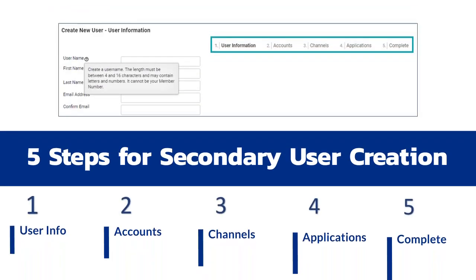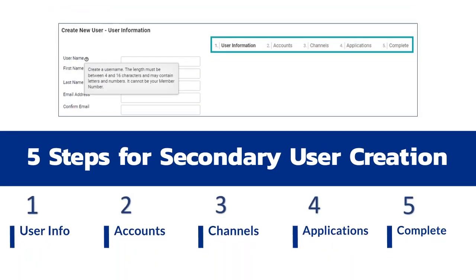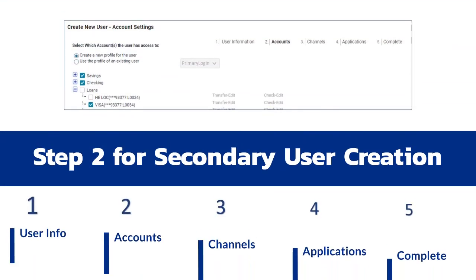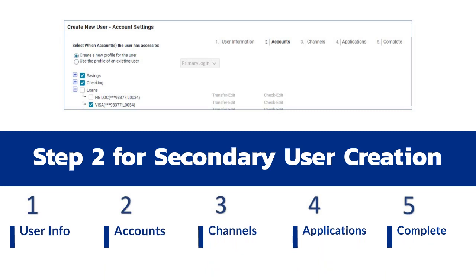Creating a new secondary user is a simple 5-step process. It starts with the primary member creating the secondary user's username and entering the required personal information. After adding the secondary user's information, step 2 is where the primary controls what type of access the secondary user has. A new personalized profile can be created with options to have access to specific accounts, channels, and applications.